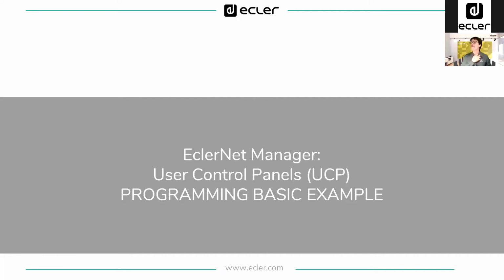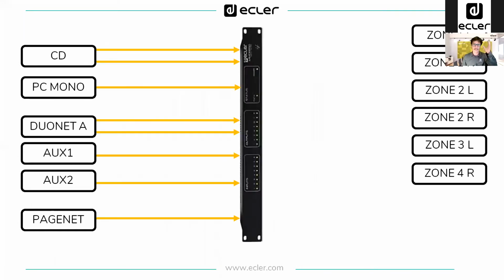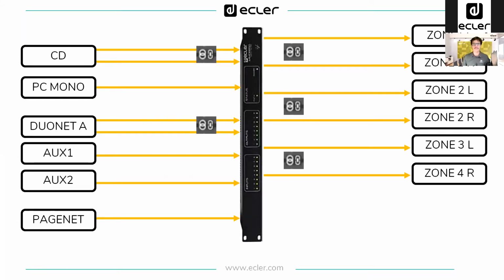Okay, so let's go ahead with the user control panels, the programming basic example, step by step. So this is a possible installation. We've got two sources, two stereo sources and one mono source, okay? And three stereo zones, zone 3. I made a mistake. This should be zone 3R, okay? Anyway.